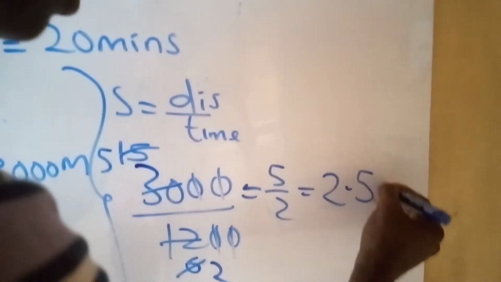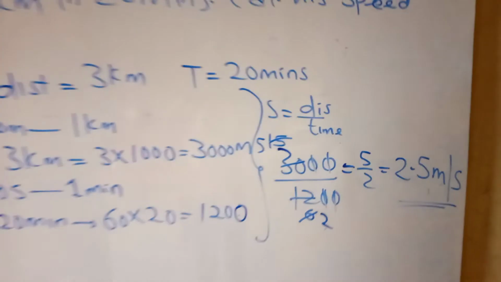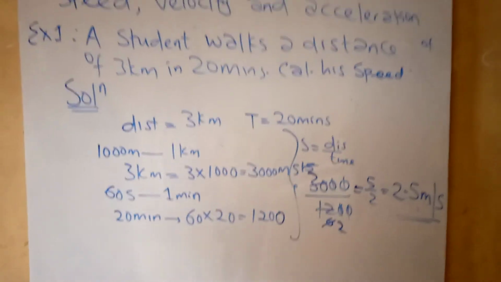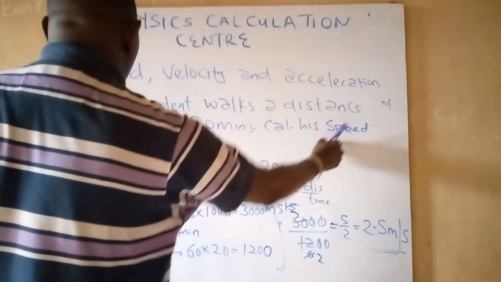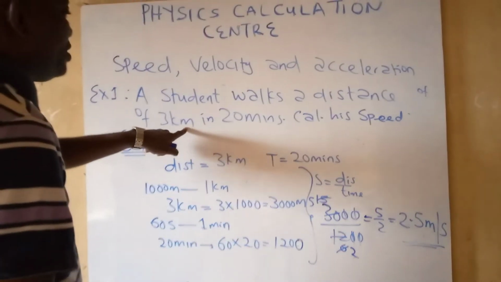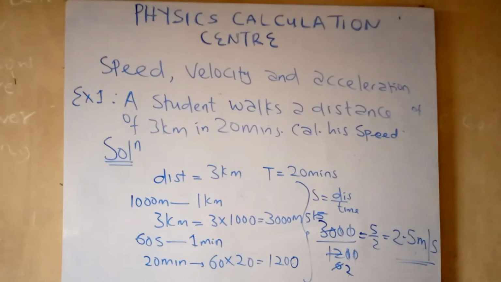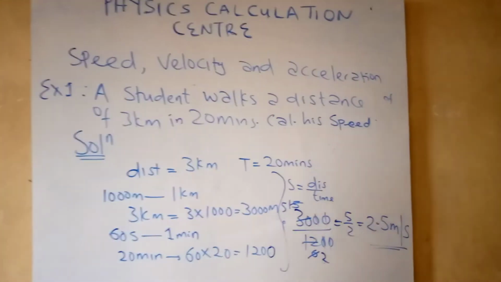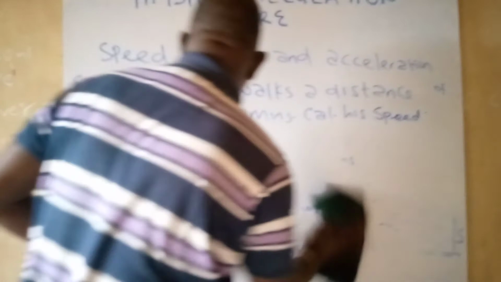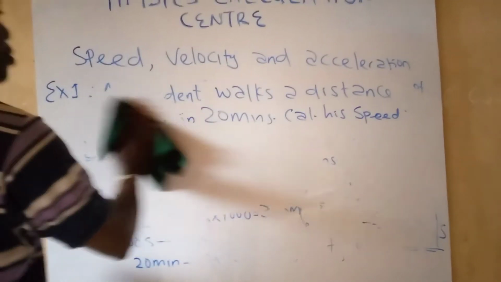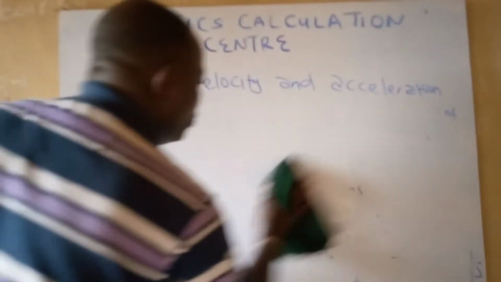Please don't forget, you must always put your units. So that is meters per second. Now we have succeeded in calculating the student's speed, when he was moving at 3 kilometers in 20 minutes, using the standard units. Let's put one more calculation before we round up.